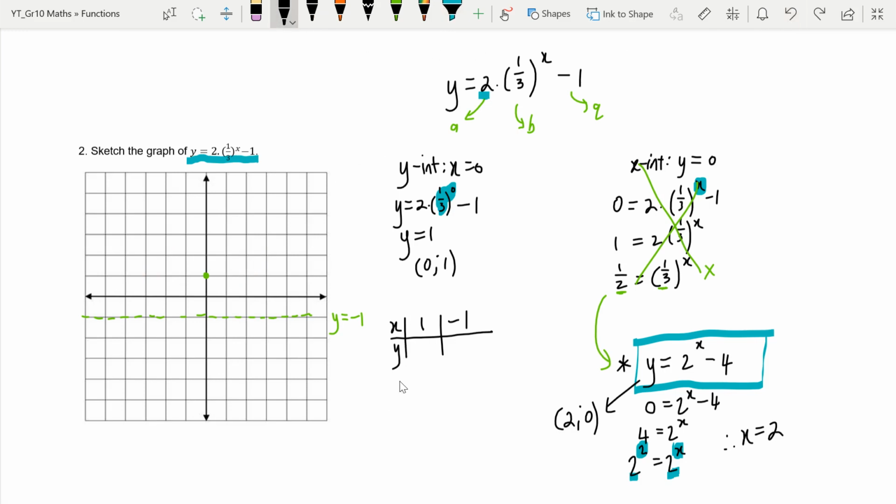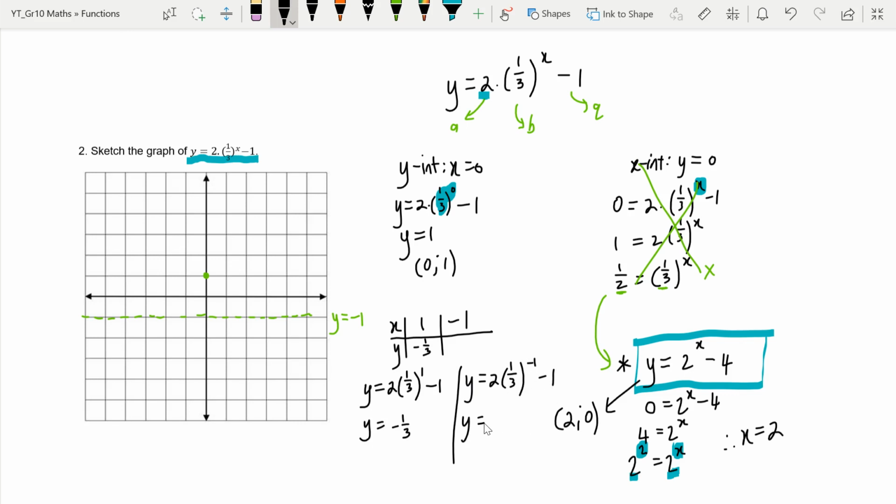So into the place of x, I am going to substitute a 1. Let me show you. y is equal to 2 over 3 to the power of 1, and then we take away 1. So when we do that, that is just 2 over 3, and then we take away 1. I'm going to reach for my calculator. And that should be negative 1 over 3. And then if we plug in x is equal to negative 1.